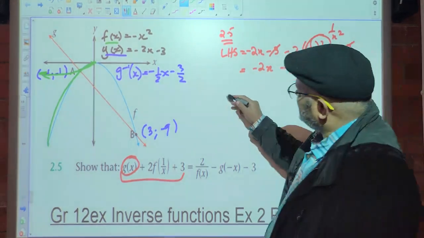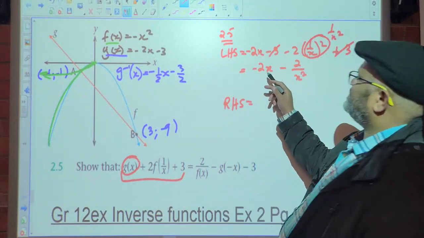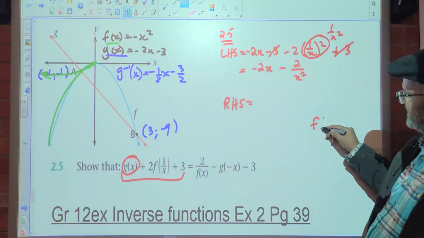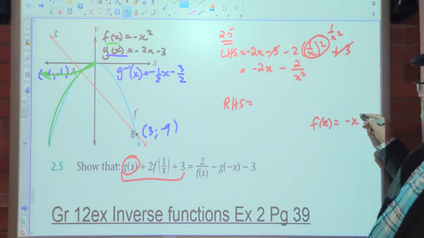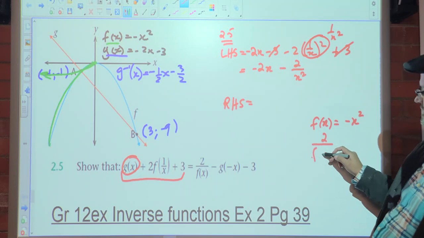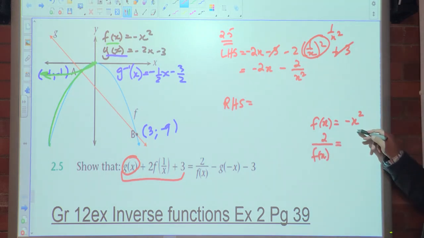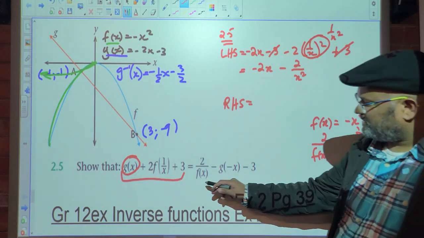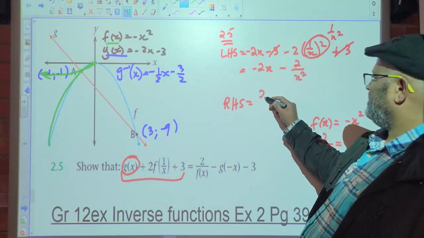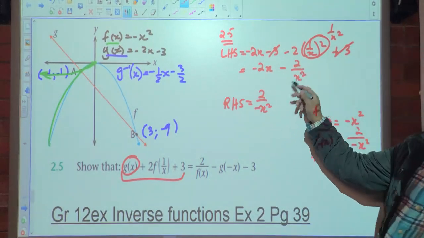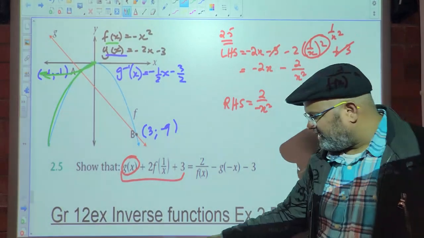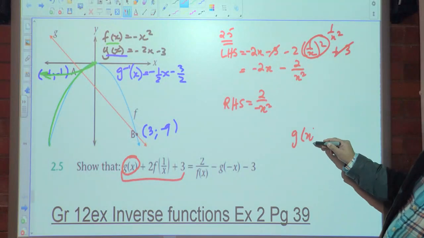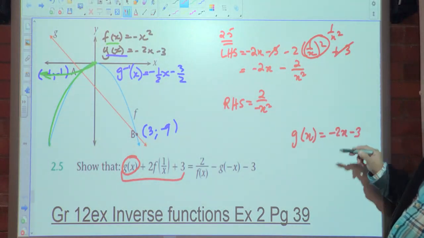Now we go with the right hand side. If the right hand side is also the same as this, we've done the job. So let's go. People, f of x is negative x squared. So 2 over f of x is 2 over negative x squared, which is this part here. Now, what is g of x? g of x is negative 2x minus 3.